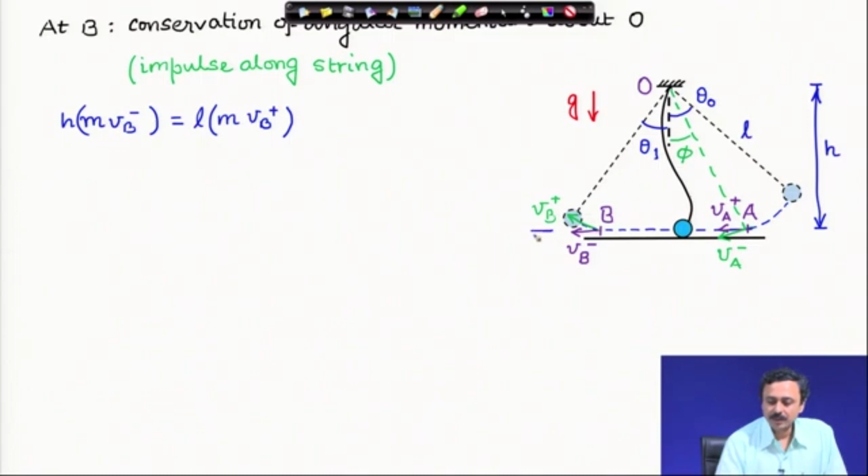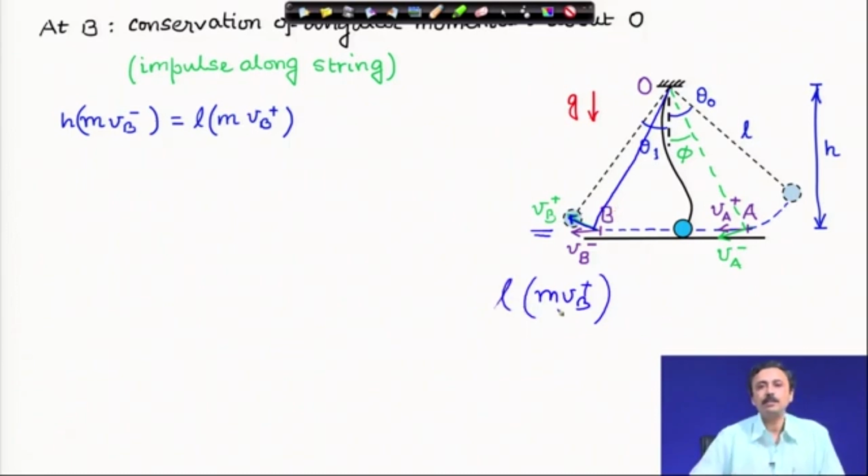Right hand side, this velocity V B plus, just after the impulsive force has acted, is moving in an arc, just like a pendulum does. Therefore, this velocity must be perpendicular to the string. Linear momentum just after the impulsive force has acted is m v B plus, and the moment of linear momentum is the perpendicular distance, which is L, times that. That is the moment of linear momentum just after the impulse, and just before the impulse it is h times m v B minus.